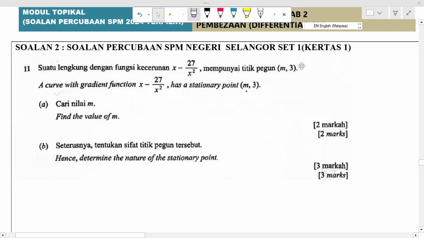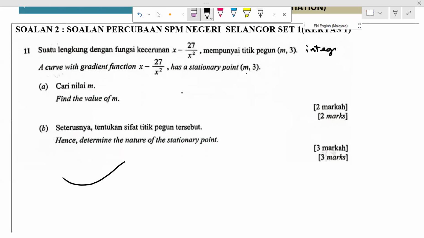I think it's my fault. You cannot do it by differentiation. It's integration. Sorry, my fault. I didn't really check the answer. Okay, never mind. This is integration, chapter 3. Why? Because the curve with the gradient function is x minus 27 x to the power negative 2, which means you do not know what is the curve, but you know that this is m3.